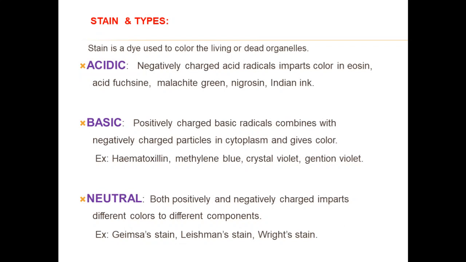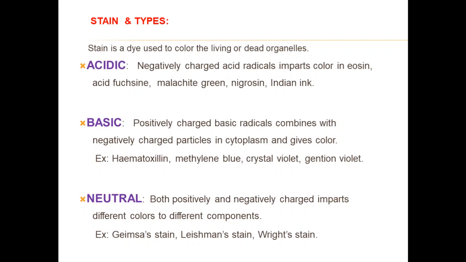Now coming to the next important type of technique in light microscopy, we have discussed that the second important type of technique is staining techniques. So now what is a stain? A stain is nothing but a dye which is generally used to color the living or the dead organelles. So it is mainly used to color the living or the dead microorganisms, and these stains can be categorized into three important categories. Generally they can be acidic stains, basic stains and neutral stains.